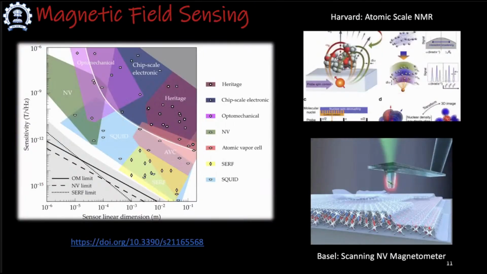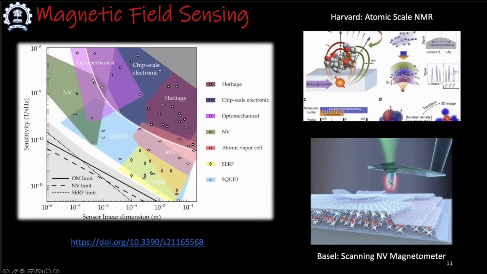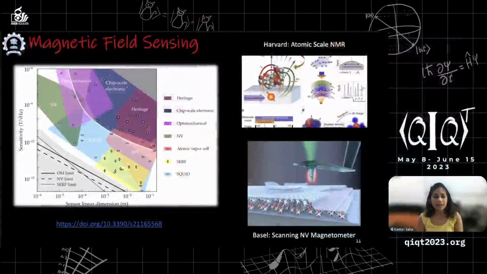Now I'm going to jump into magnetic field sensing and magnetometry. Here you can see a plot of sensitivity versus linear dimensions. In this plot, you see that there are different kinds of sensors available: for instance, QIT sensors, NV sensors, optomechanical, and chip scale electronic. There are various different magnetic field sensors, and they all cover different ranges.